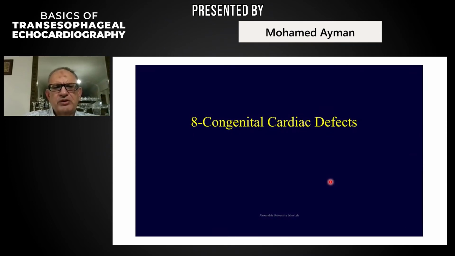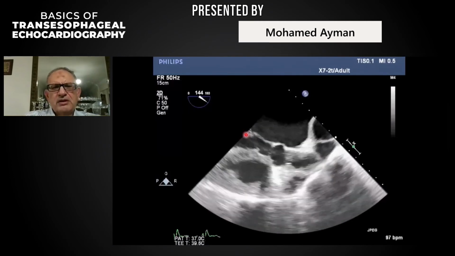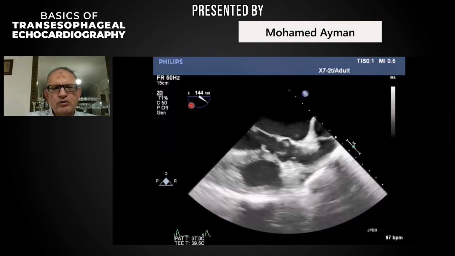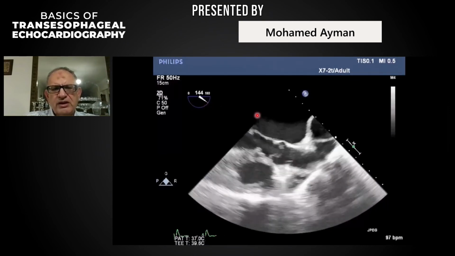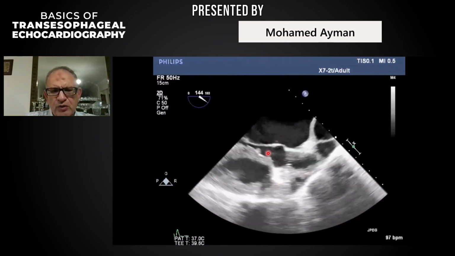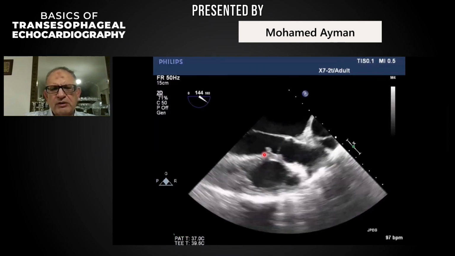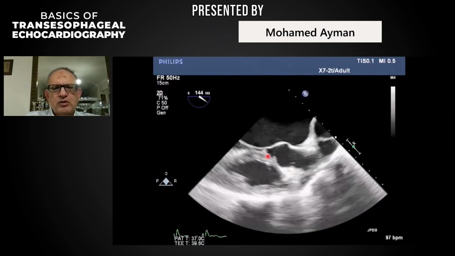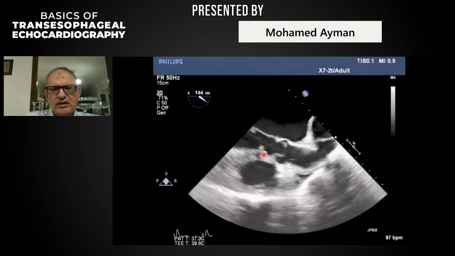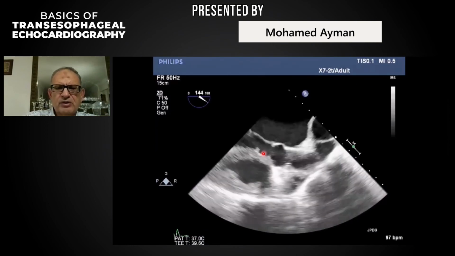Also, TEE has an important role in some congenital cardiac defects. For example, this is the mid-esophageal long axis aorta. I increase the angle from 120 to 140 to extend the outflow tract and to pick up this small subaortic membrane. So this small subaortic membrane was a suspicion in the transthoracic echo. And by doing TEE, we found this subaortic membrane and confirmed its presence.